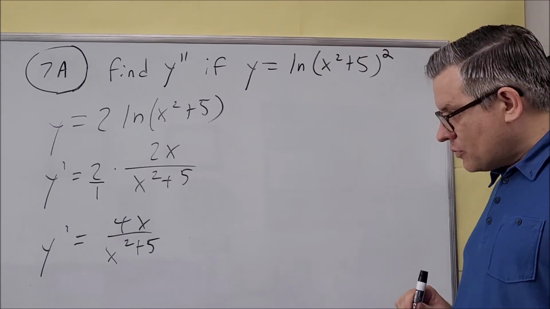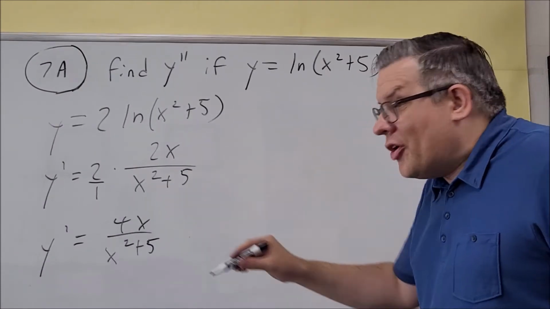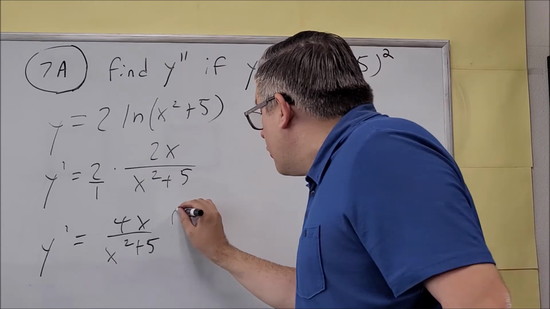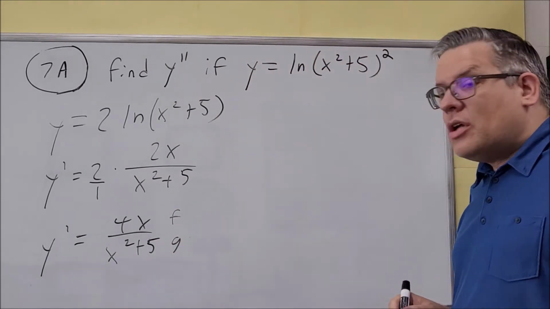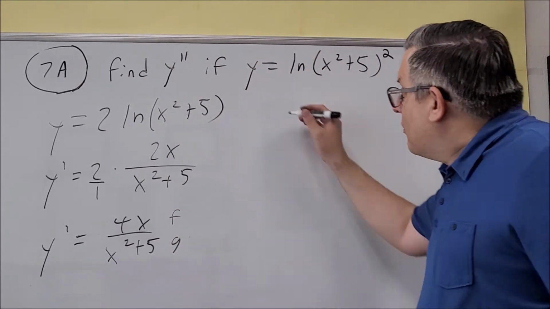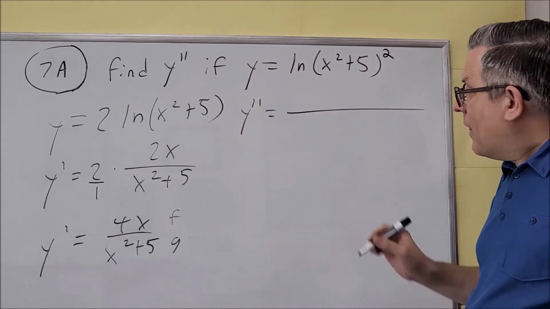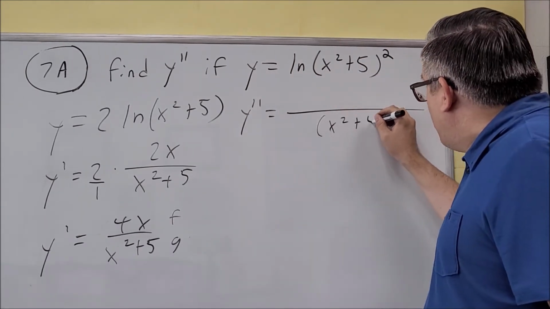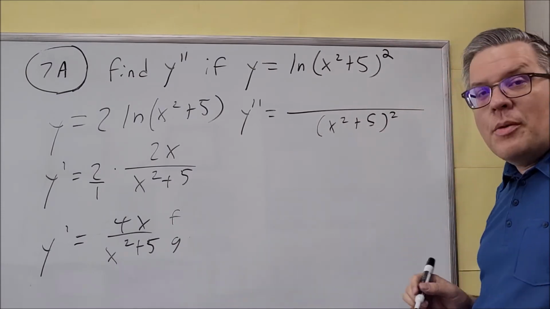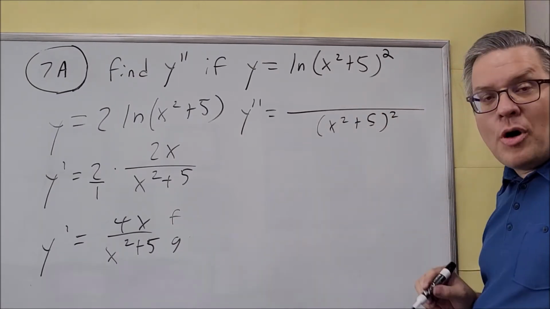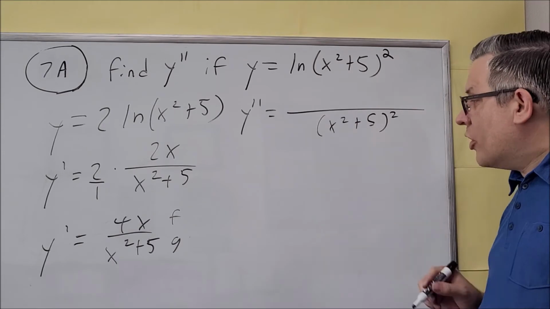So now we need to take the derivative of this. In order to do that, we need to use a quotient rule for that. So let's write that out for quotient rule. On the bottom, x squared plus 5 squared. The bottom is always squared. Don't worry about multiplying that out. We'll just leave it in the squared form.